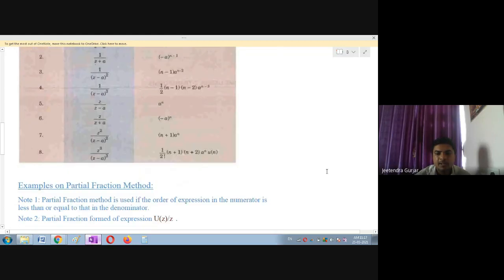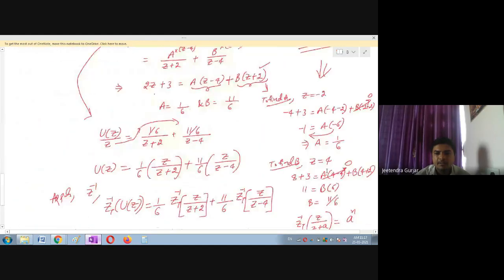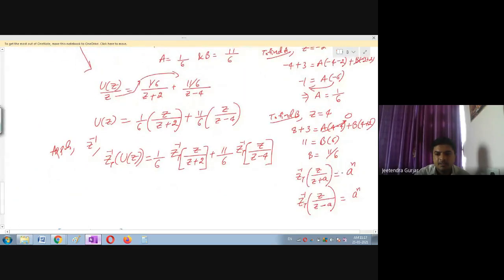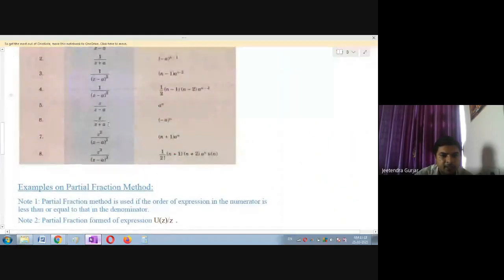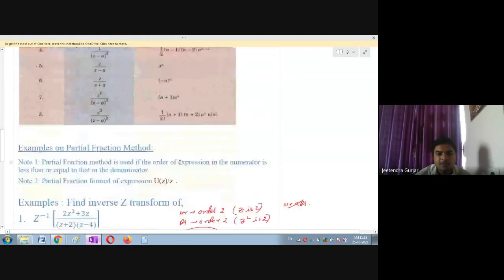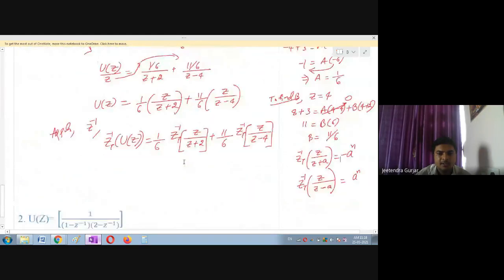Okay, so I will write here for this. This is minus, correct. So you can just see z divided by z plus a is minus a raised to n. So I told you to remember this formula. Very important to simplify the example, students. Okay, no problem. So we will simplify this, substitute the values here.